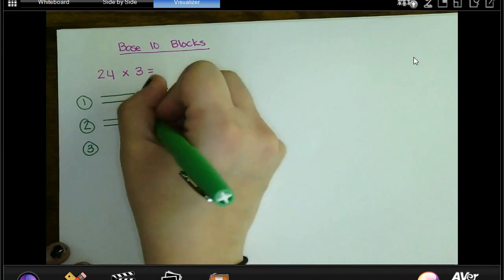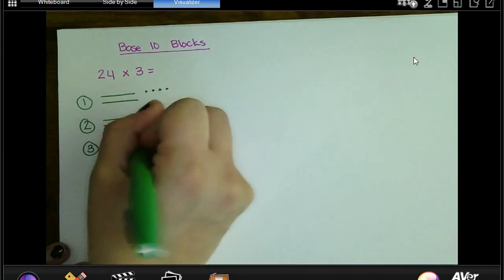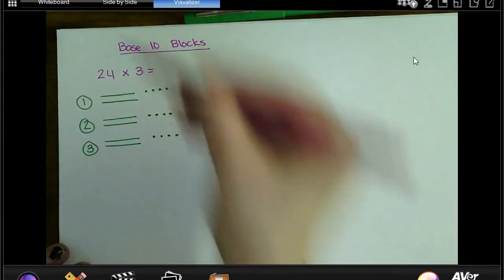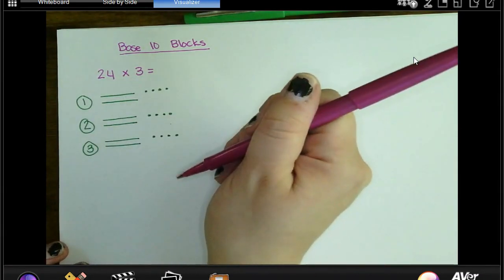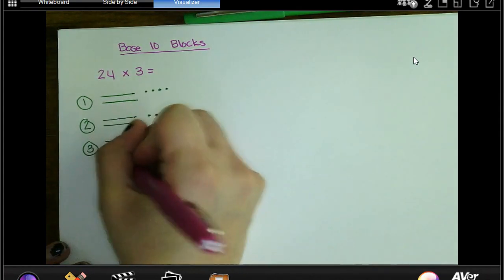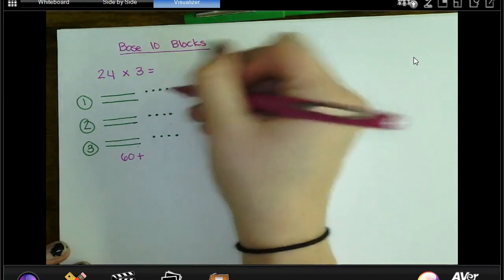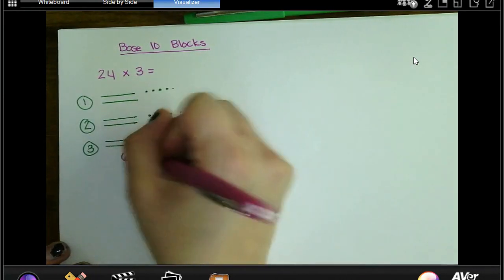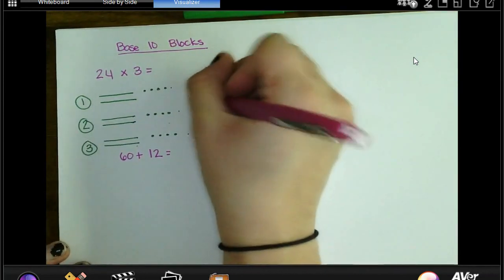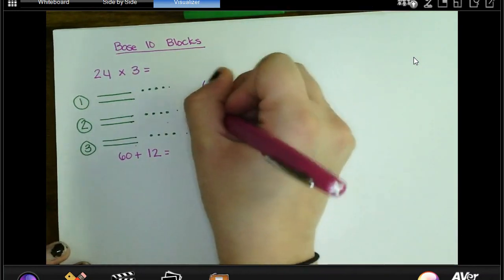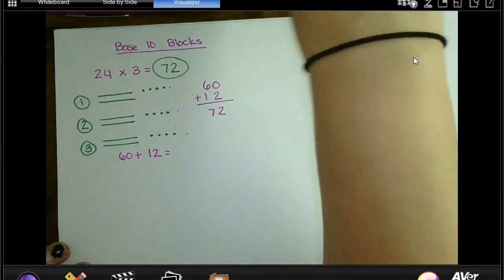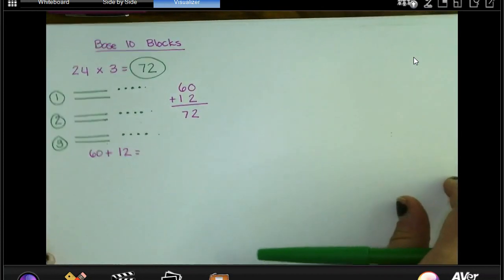10, 20, 1, 2, 3, 4, 10, 20, 1, 2, 3, 4. And once we have that, we then go through and we count up to figure out what our total is. These are our 10s, so 10, 20, 30, 40, 50, 60, plus our 1s, 4, 8, 12. And then if your child needed support, they could line it up vertically if they're having trouble doing that math in their head. So we now know 24 times 3 equals 72.